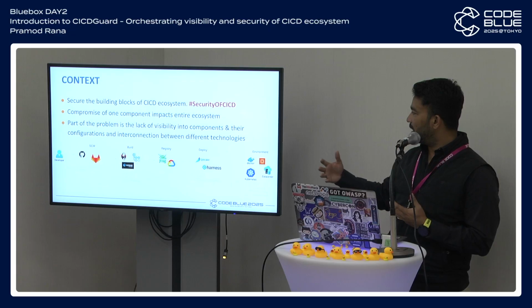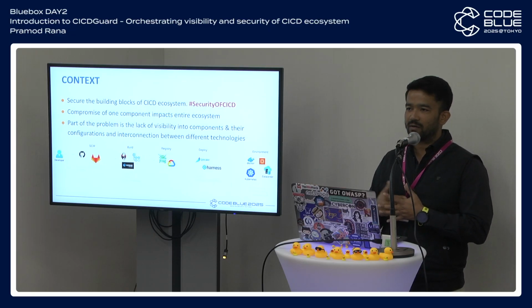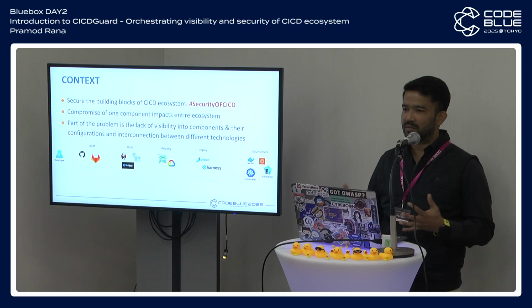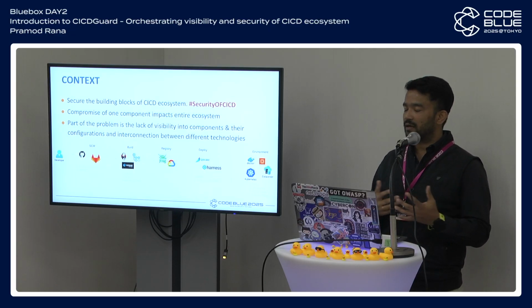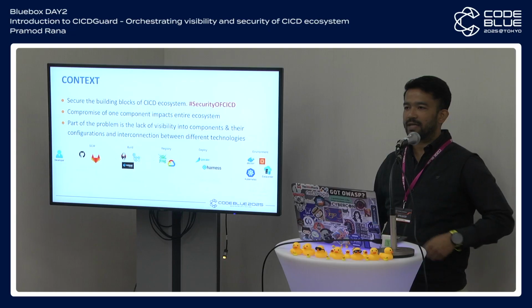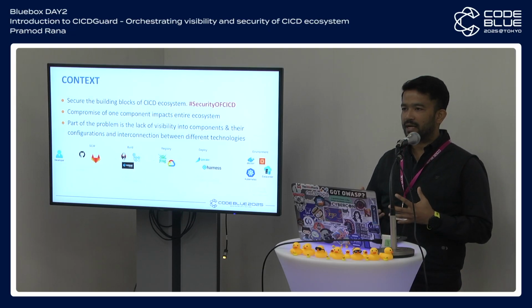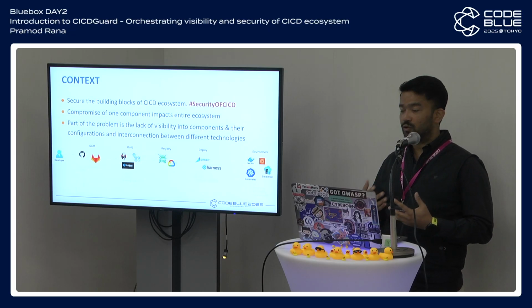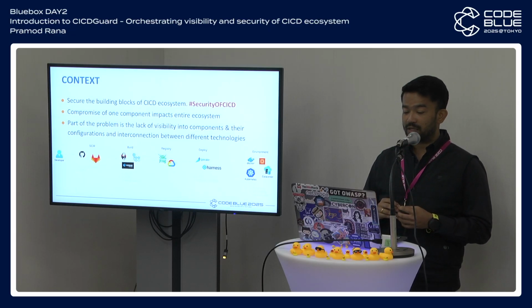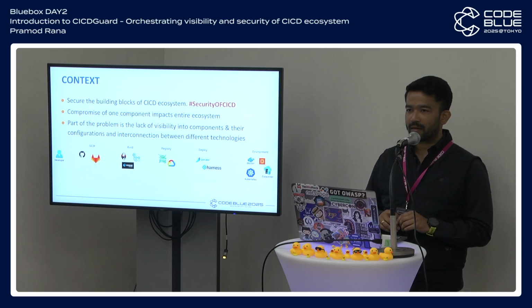If you look at the diagram here, I have jotted down a couple of these. GitHub is obviously used by about 90% of organizations. A few years back they introduced GitHub Actions, which is a DevOps platform for that. We have Spinnaker, GitLab, JFrog, Drone, and so on. So it's about securing those building blocks, which is security of CI/CD.